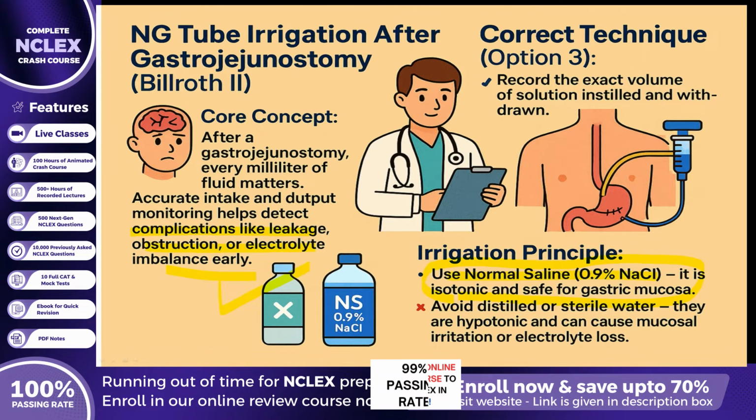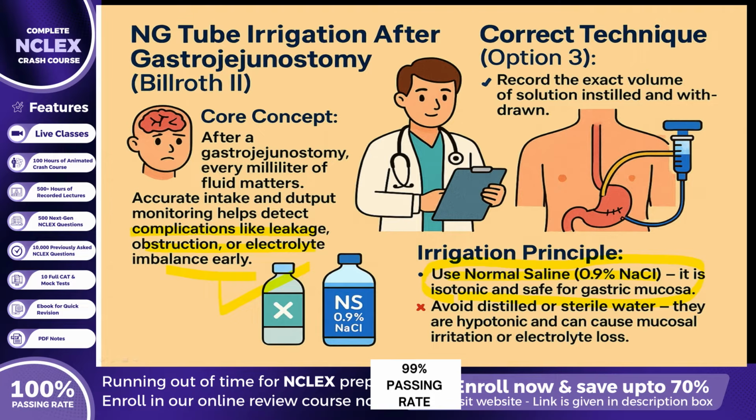If any discrepancy exists, such as less fluid being aspirated than instilled, it could point to an obstruction, leakage at the anastomotic site, or surgical disruption. In such cases, irrigation must be stopped immediately, and the surgeon must be notified, as continuing could worsen the complication.